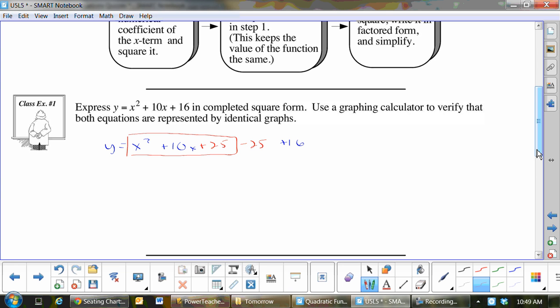But you know what? I'm serving two masters here. One master is I need to make a perfect square. The other master is I can't change the equation. So how can I make a perfect square and not change the equation? Add a number and subtract the same number from it. Now that number has to be deliberate. And we did it by Tyson's rule of divide by 2 and square.